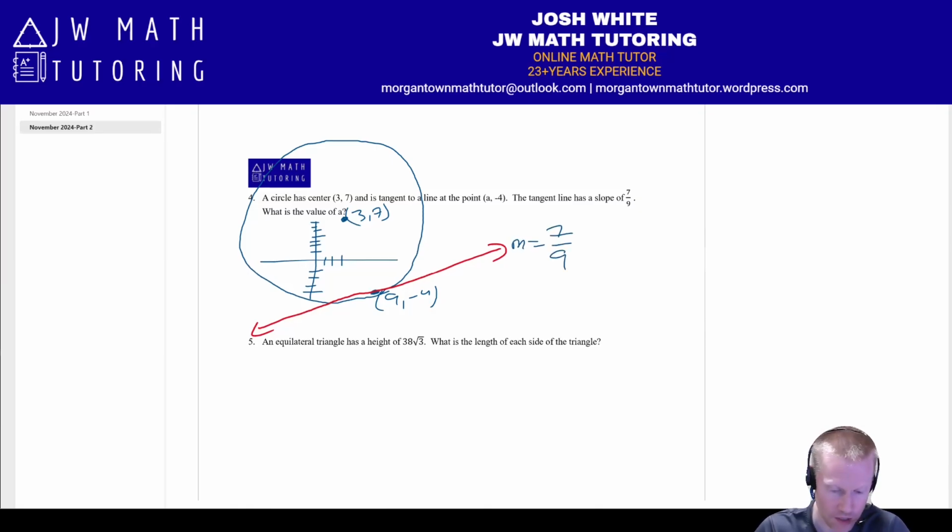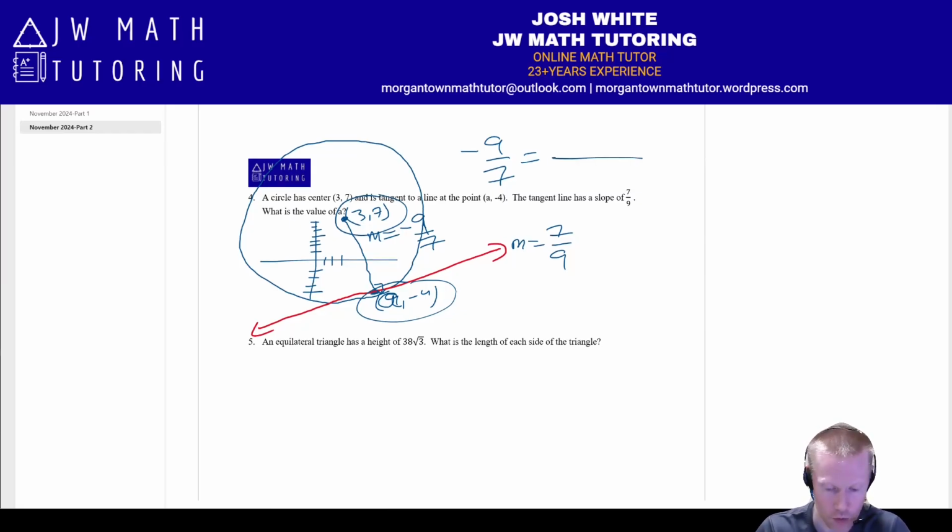Slope of this tangent line is 7/9. So the question is, what's the value of a at this point right here? What is its x coordinate? So really what you have to do is first notice that if you draw this radius here to the tangent line, it is perpendicular, which means the slope of the radius will be the opposite reciprocal of the slope of the tangent line. So the slope of the radius is going to be negative 9 over 7. So now what you have is you have the slope, you have 2 points, one of which has a variable in it.